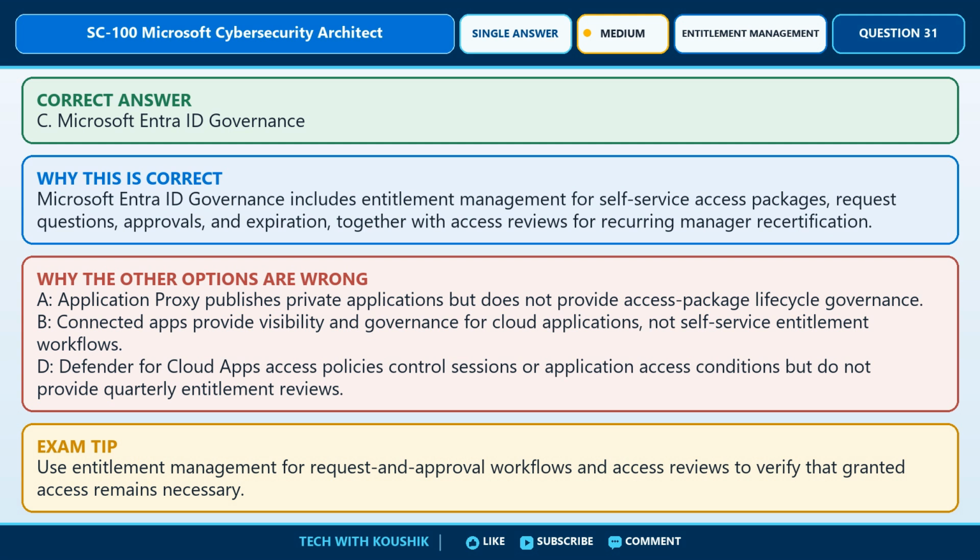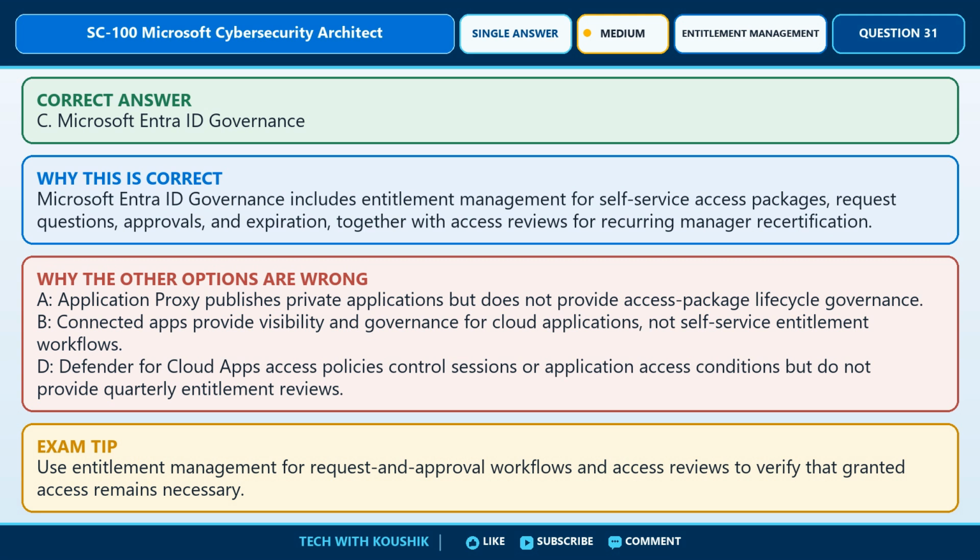Why are the other options not correct? A. Application Proxy publishes private applications, but does not provide access package lifecycle governance. B. Connected apps provide visibility and governance for cloud applications, not self-service entitlement workflows. D. Defender for Cloud Apps access policies control sessions or application access conditions, but do not provide quarterly entitlement reviews.